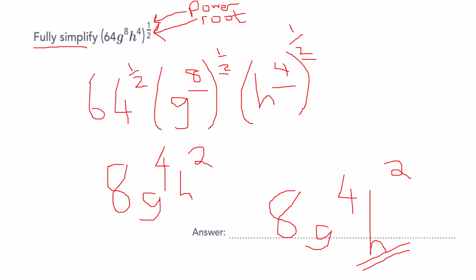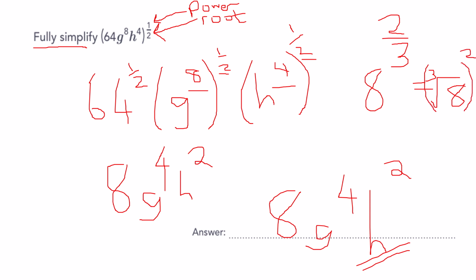And then if you have a power of 2/3, let's say 8 to the power of 2/3, that would be the cube root of 8, all squared. The cube root of 8 is 2, because 2 times 2 times 2 makes 8. So you have 2 squared, or 2 to the power of 2, which is 4.